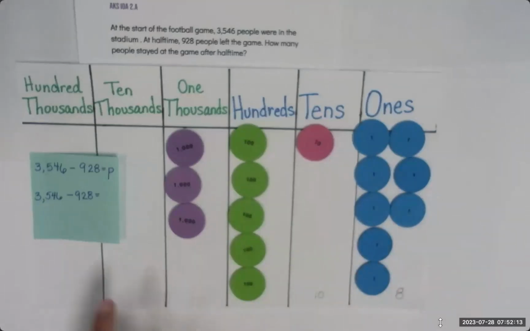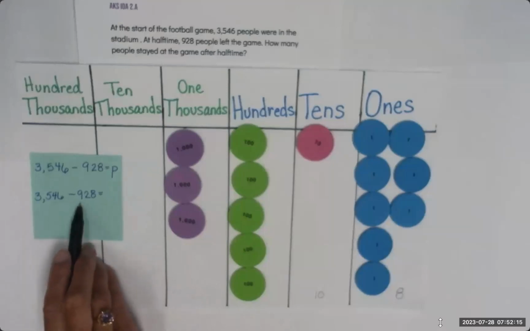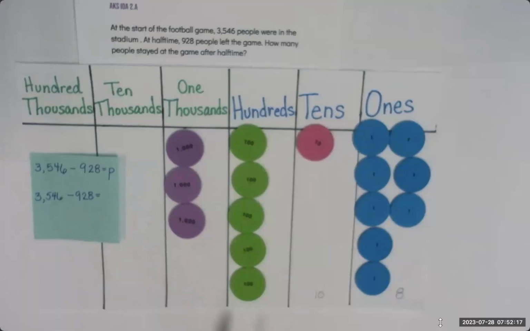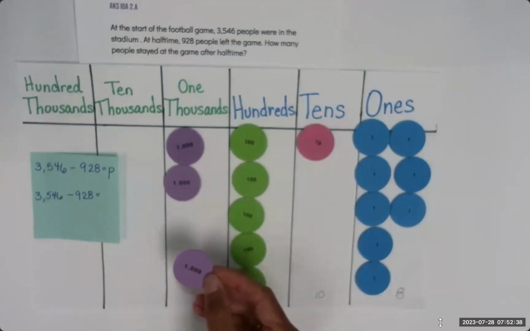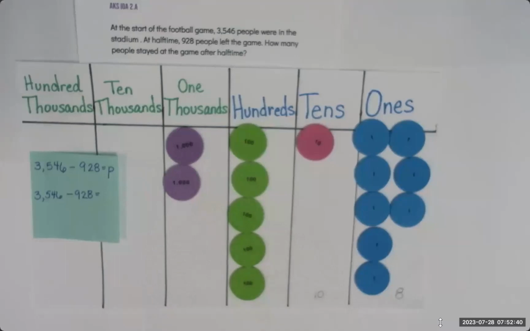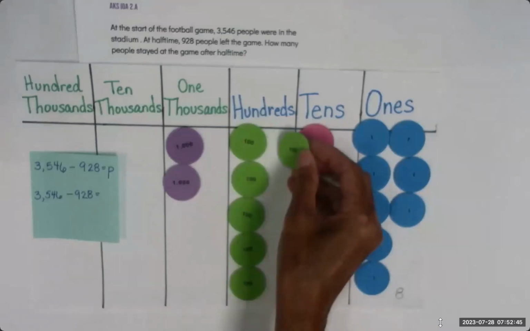All right, now we're going to subtract the 900s. Again, I notice I have only 500s. There are not 900s to remove. So I will need to regroup one of these thousands for 10 hundreds. I know that 1,000 is equal to or the same as 10 of these hundreds. So I'm going to regroup this 1,000 as 10 hundreds.